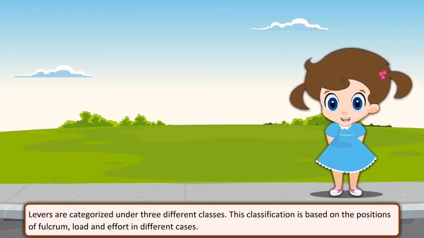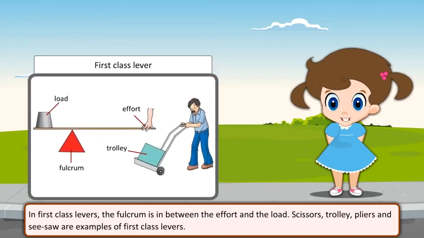Levers are categorized under 3 different classes. This classification is based on the positions of fulcrum, load and effort in different cases. In first-class levers, the fulcrum is in between the effort and the load. Scissors, trolleys, pliers, and seesaw are examples of first-class levers.